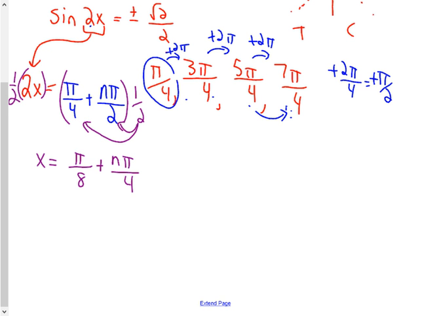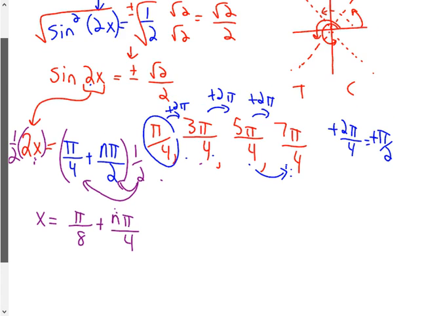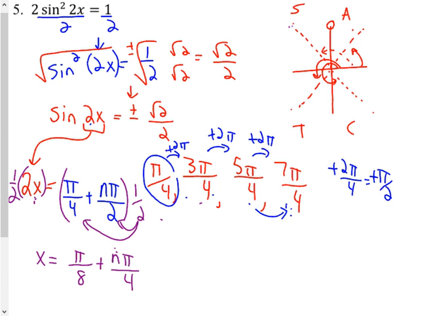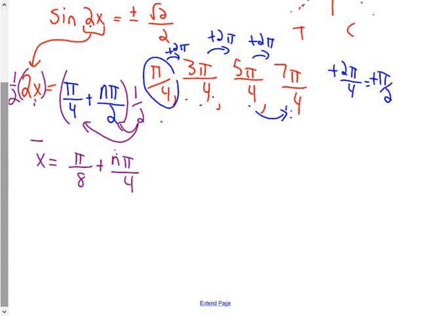Because if I plug pi 8 back in here, I get pi 4. I plug 3 pi 8, right, with 1/4 here, then I would get 3 pi 4th once we multiply by 2, which would get us, again, the correct answer. So here's our final answer after we multiply by half to get rid of the 2x.